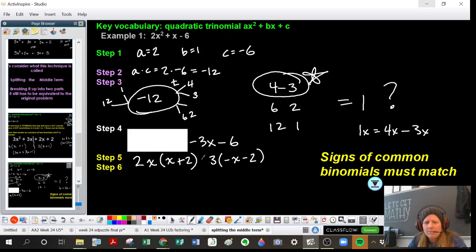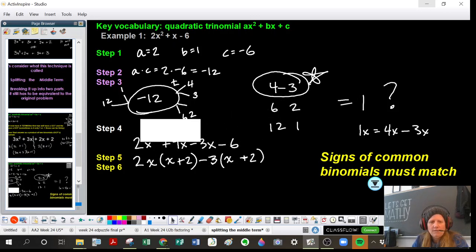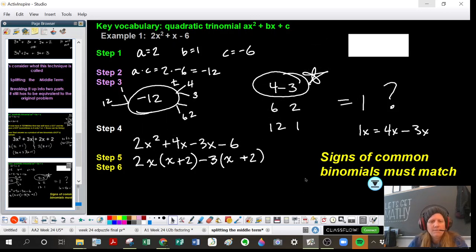That could be fixed by factoring out a negative 3. So when I factor out a negative 3, I get a positive x plus 2. And now my common binomials match. Whoops, I grabbed the wrong thing again. It's a little difficult sometimes.